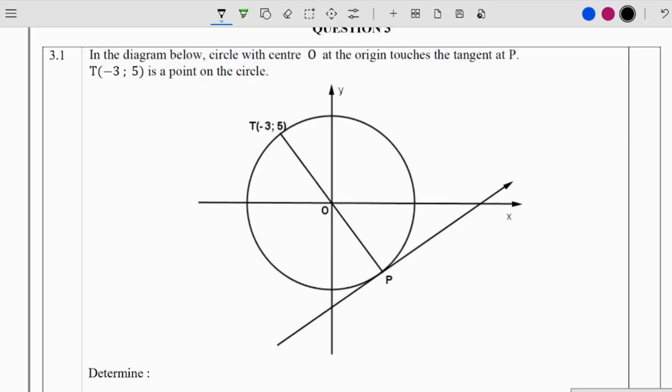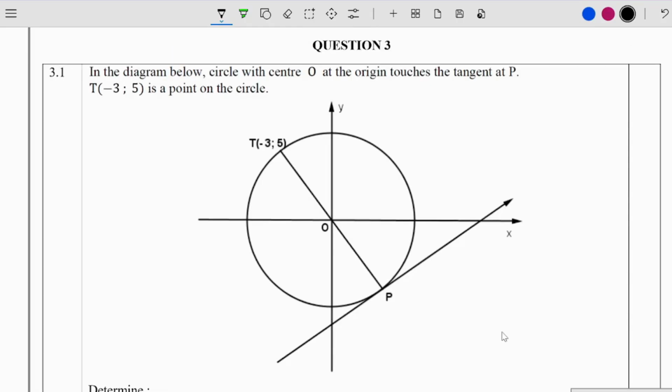Welcome to segment number 3. Question number 3, we are dealing with analytical geometry, and it starts with a grade 12 content. The question reads: in the diagram below, O is a circle with the center O at the origin, touching the tangent at P.